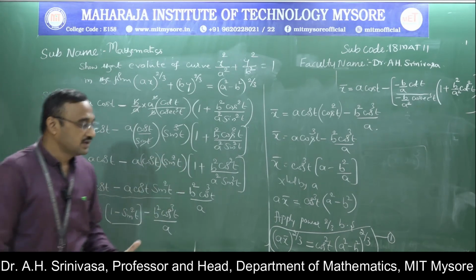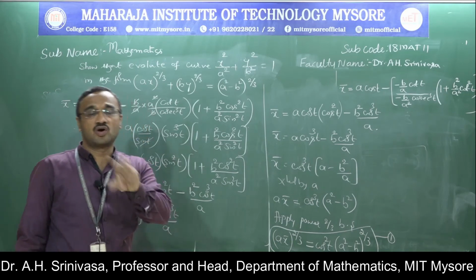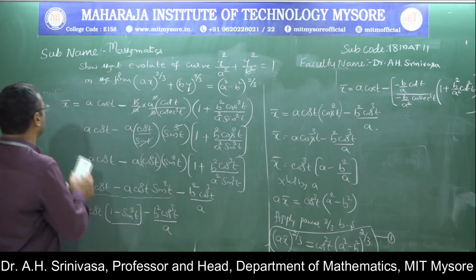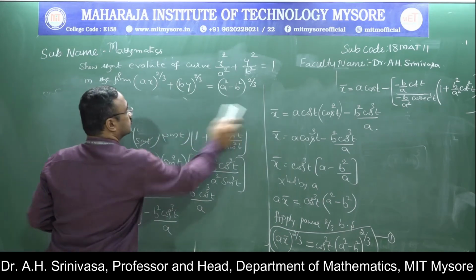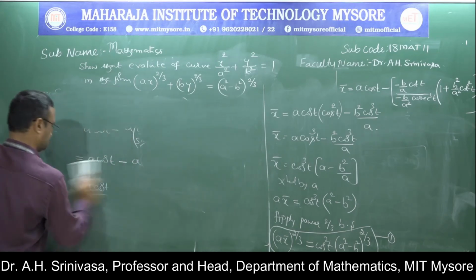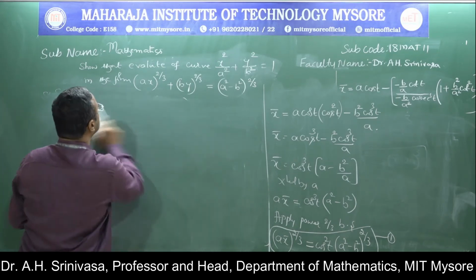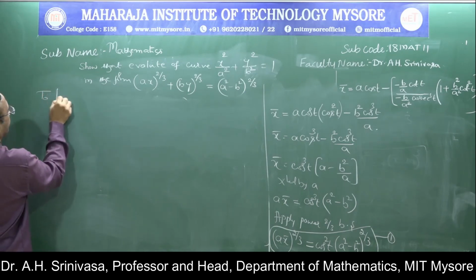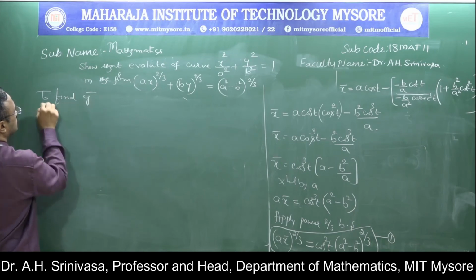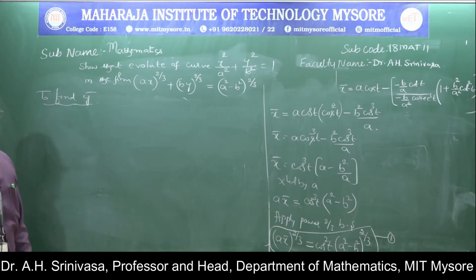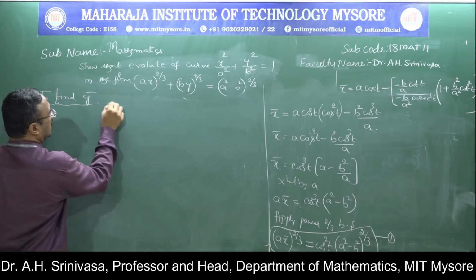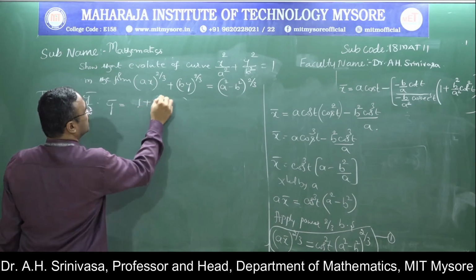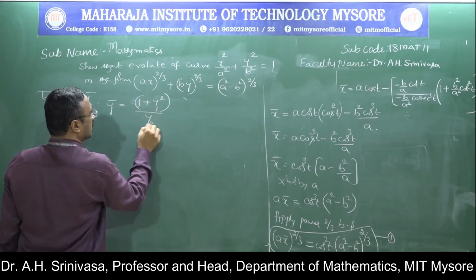In the same way we can find the other coordinate of the center of curvature, that is y bar. Now to find y bar, what is the formula for y bar? The same. Y bar equals 1 plus y1 square, then whole power y2.